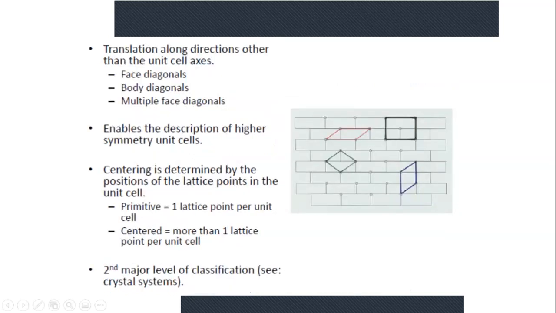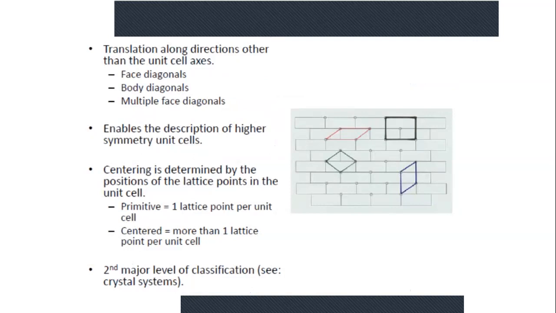So how can we translate or center? We can center along face diagonals, and we're going to talk about all of these in just a moment. We can center across body diagonals, and we can center across multiple face diagonals. We're going to show you examples of all of these. And so the centering is determined by the position of the lattice points in the unit cell.